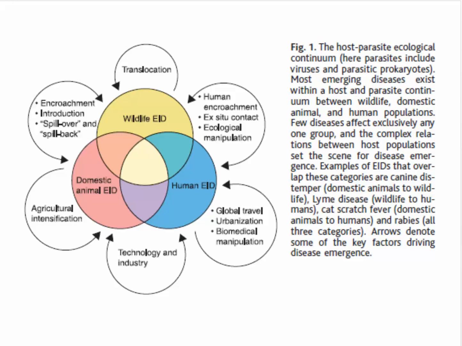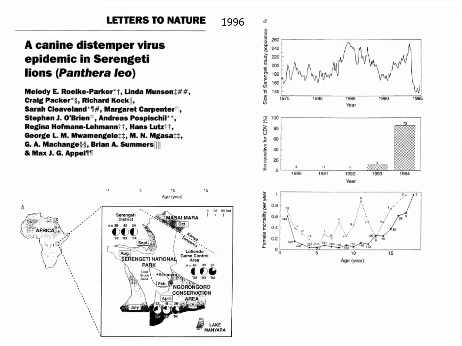And so, for example, we worry about bird flu moving from domestic chickens to humans, but we could also worry about canine distemper moving from domestic animals to wildlife, and there can be a variety of different factors that increase the likelihood of these things happening. And as I said, there's been lots of people studying this, and it's become a rather big deal.